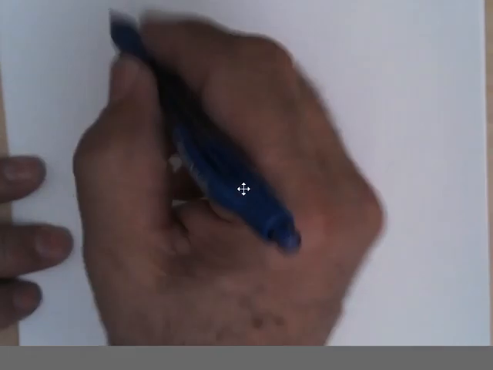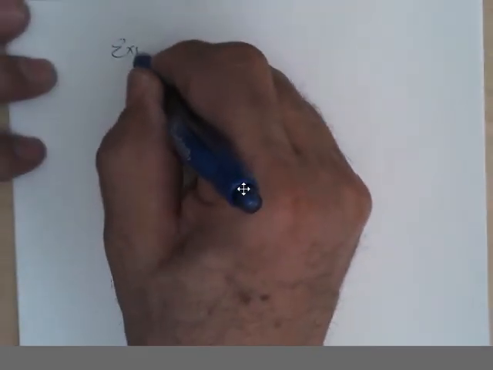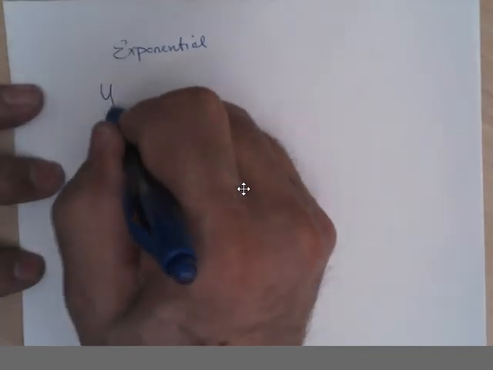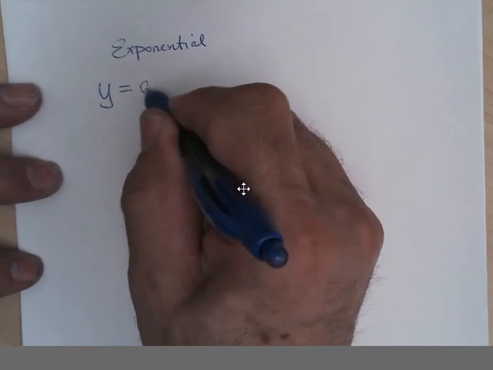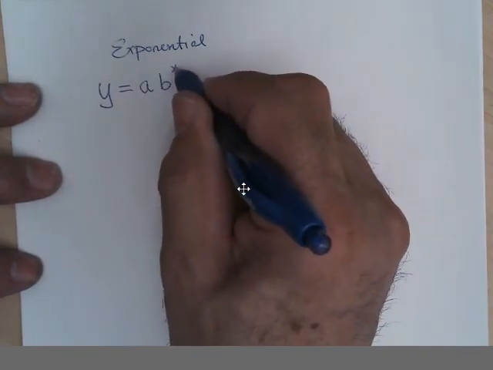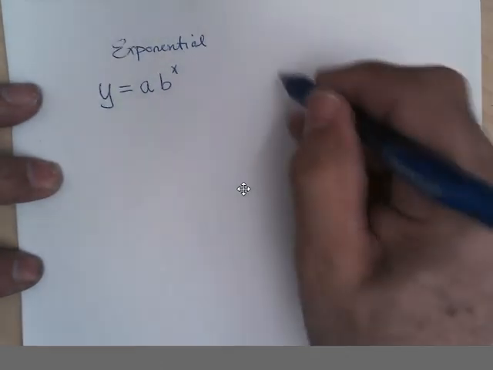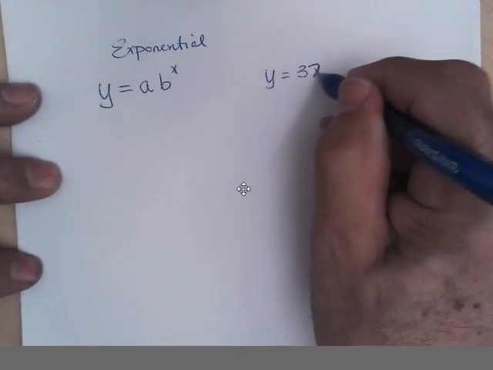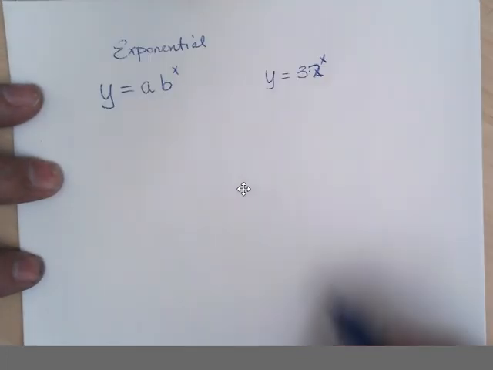Okay, let's talk about exponentials. So an exponential function would be a function that looks like y equals some number times b, a base, to an exponent x. For instance, y equals 3 times 2 to the x.